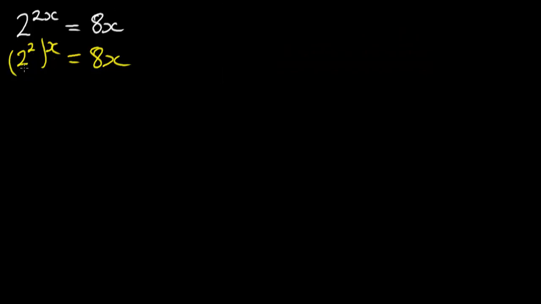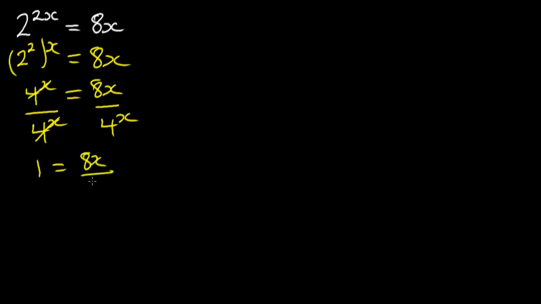And then from here 2 exponent 2 gives 4. We are going to have 4 exponent x is equal to 8x. So from here we are going to divide both sides by 4 exponent x. Here 4 exponent x will take care of 4 exponent x, and we will be left with 1 is equal to 8x over 4 exponent x. Now let me write this equation as 8x over 4 exponent x is equal to 1.